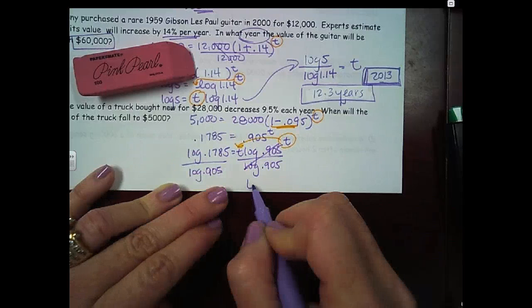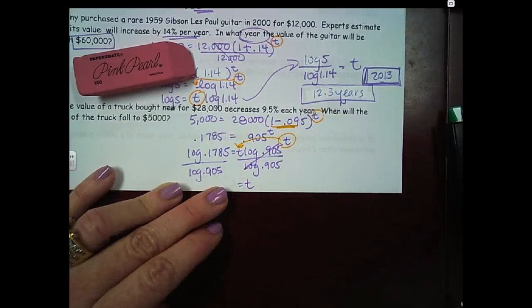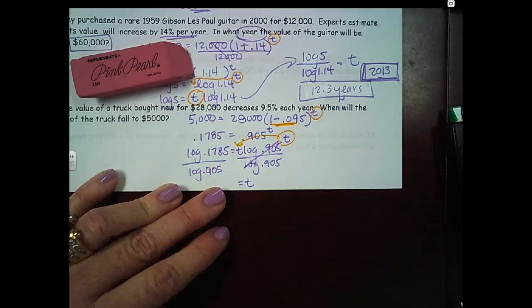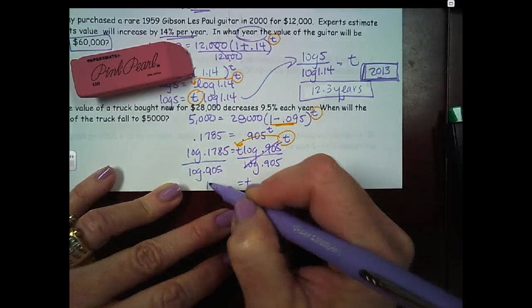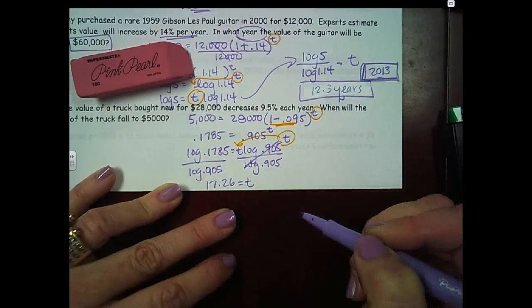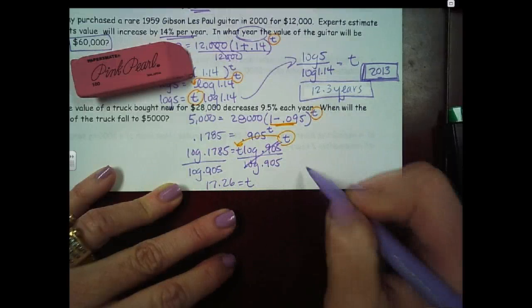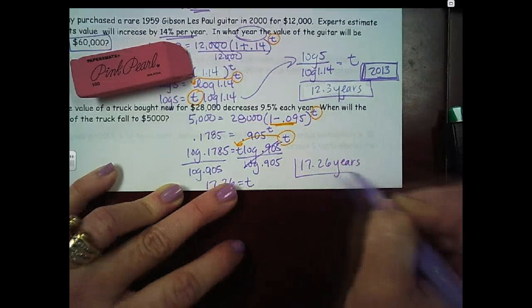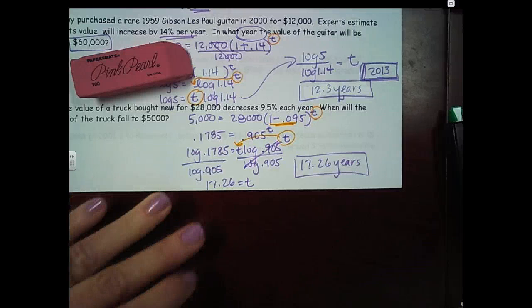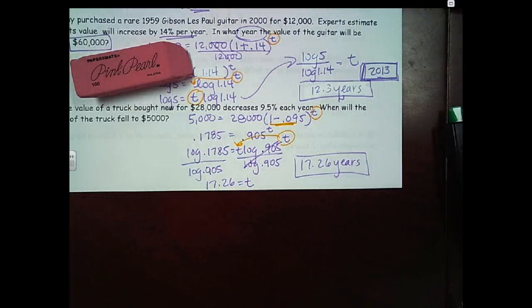And then time equals, and that's the answer I got earlier that I made a mistake with, I'm sorry. 17.26 or something like that. Years. Which is approximately 17 years and 3 months. Okay, so now we're gonna switch to a different formula.